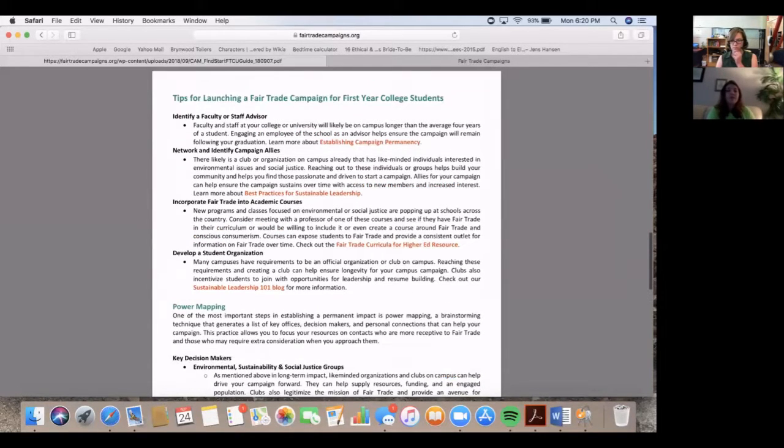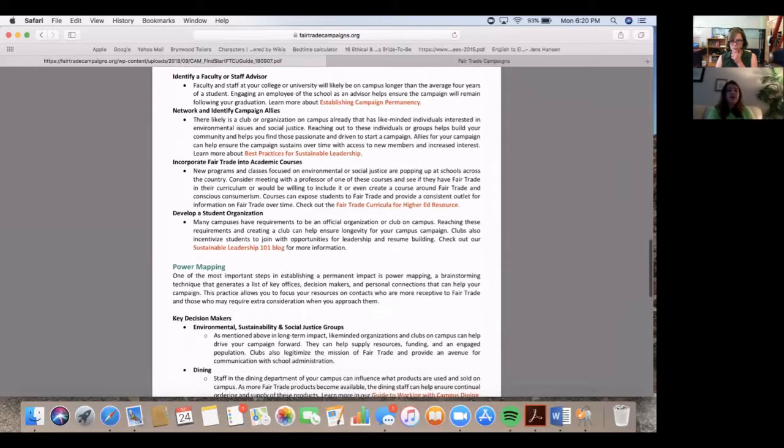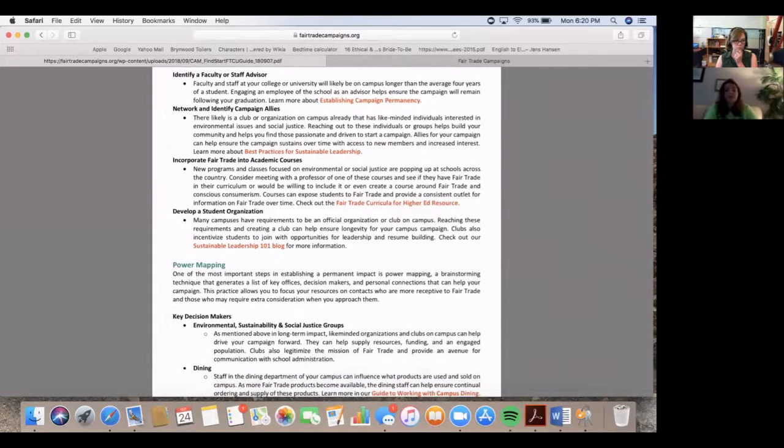And one final tip is to develop a student organization. So again, if you're able to create a club or committee, that really can help strengthen your campaign because it gives you permanency on the campus. You have an official position on the school, and that helps bring in new students in the future.